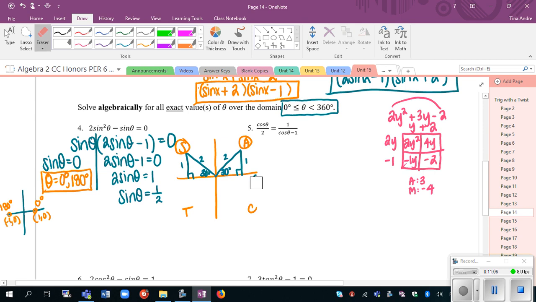I'm going to actually write this smaller. So now my first theta here is going to be 30. And over in the second quadrant, that's 180 minus 30, so that's going to be 150. So for this equation, we had 4 total possibilities.